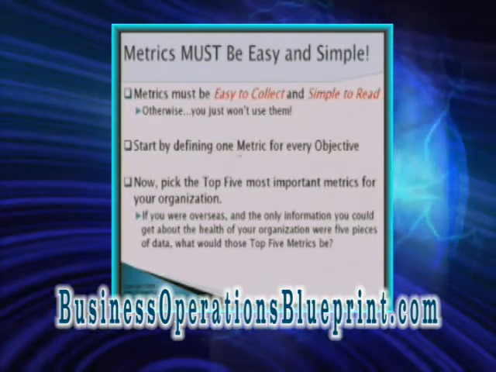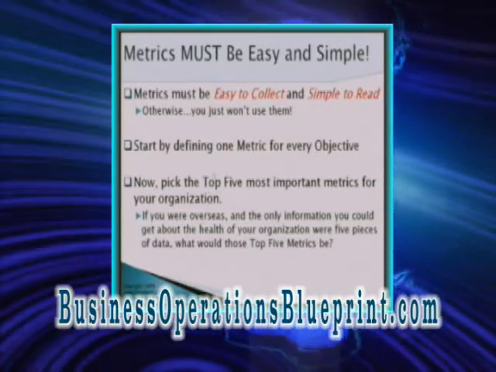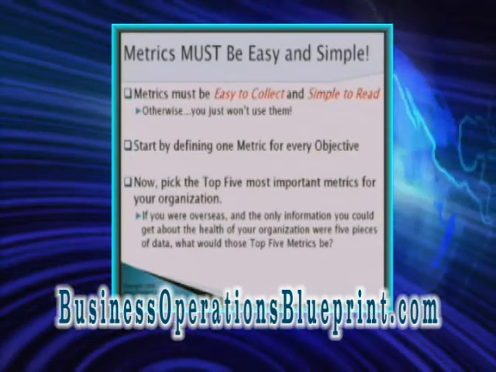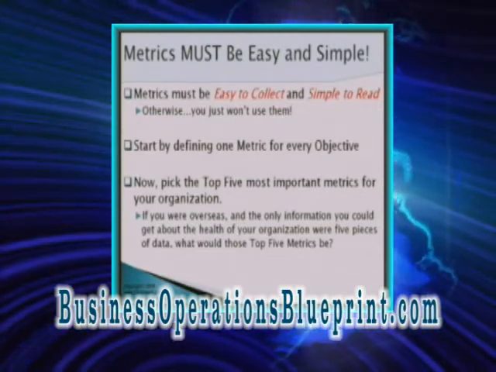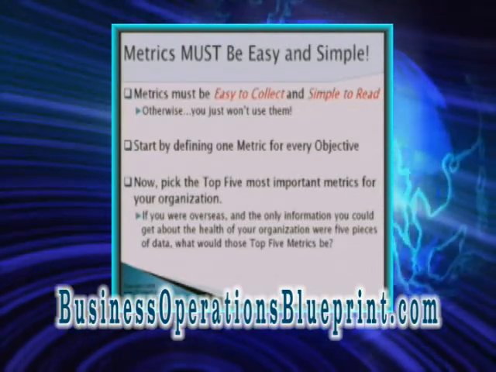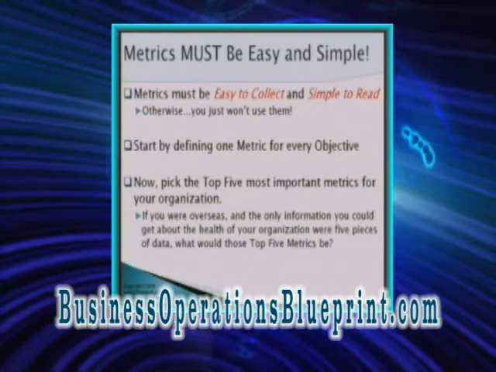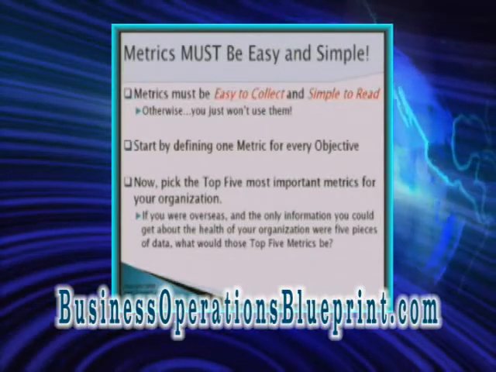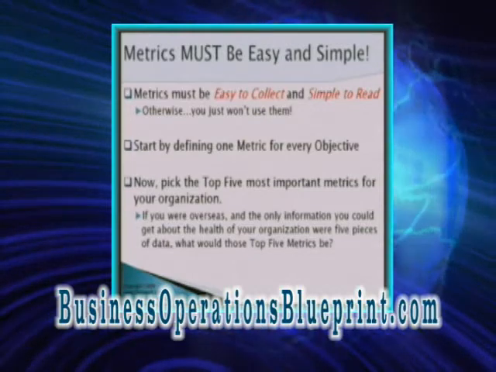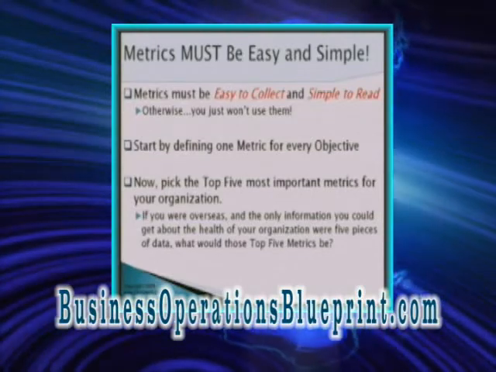So what I recommend is picking the top 5 most important metrics for your organization. And I state that by proposing this scenario: if you were overseas and you were across an ocean from your organization, and to find out about the health of your organization and how everything is going, there's only 5 pieces of data that you could get every day. What would those 5 pieces of data be? And that's what we're going to call your top 5 metrics. So the top 5, this is walking around information that you've got to have to see how healthy your organization is.